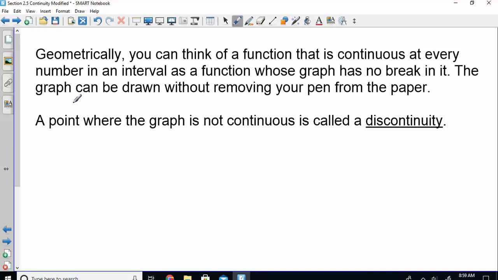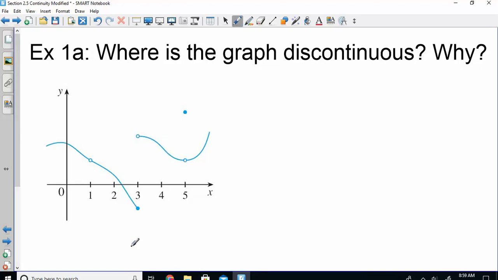So to be continuous, the function exists, the limit exists, and those things are equal to one another. In terms of a graph, what we're thinking about is whether there's going to be a break in it. When I'm drawing this, am I going to have to pick up my pencil? Is there an open circle in my graph, or is it a piecewise where the pieces don't match up, or is there an asymptote, that kind of thing. So let's start by looking at a graph.